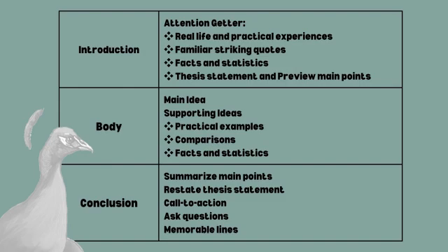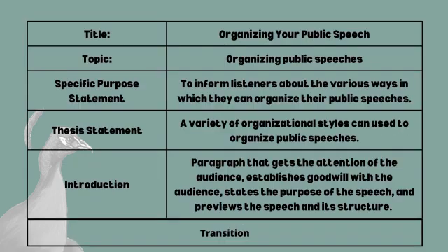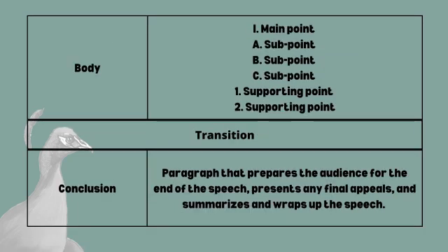Is it clear? Here is another sample of an outline. You may alter it to the specifics of your topic. Write the title, the topic, specific purpose statement, then your thesis statement. Then have your introduction, a transition to your body with the main point, the subpoints, and the supporting points. Then another transition before the conclusion.